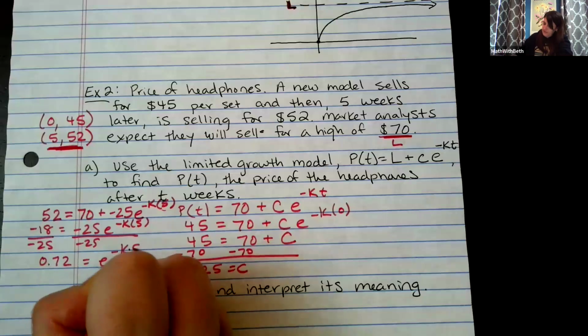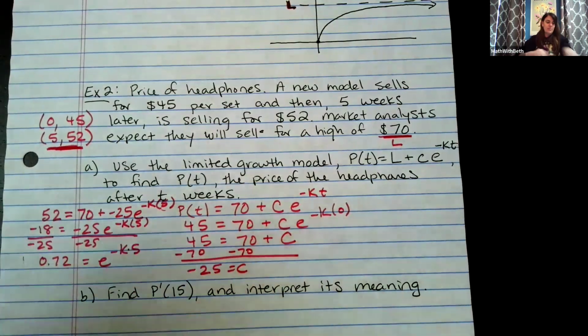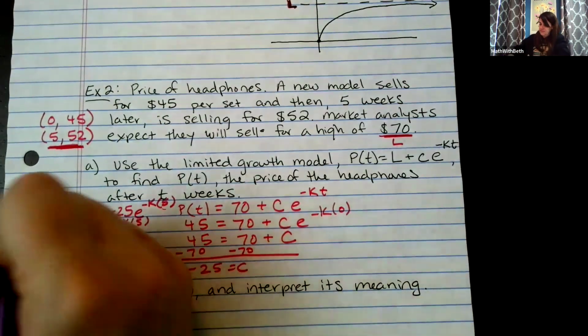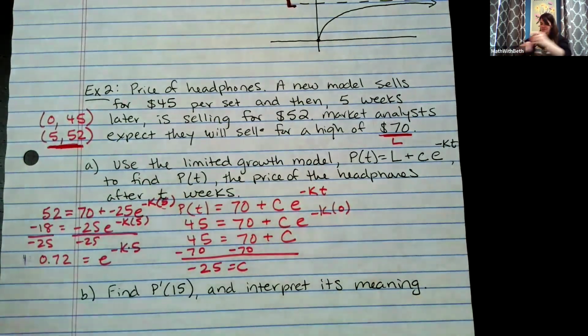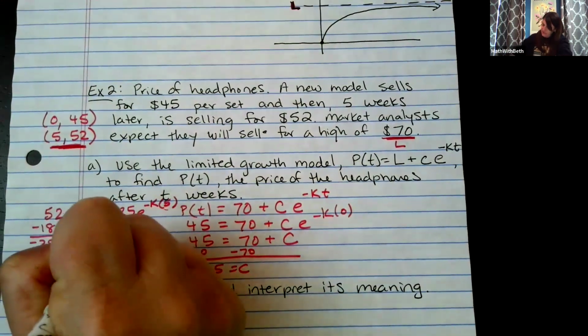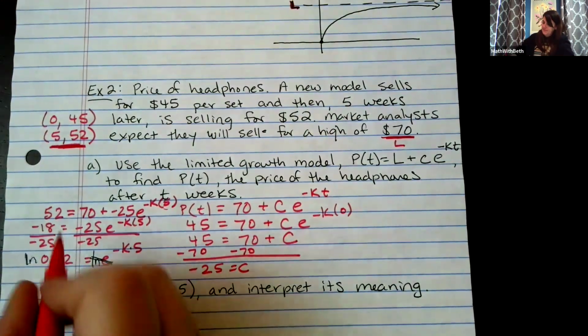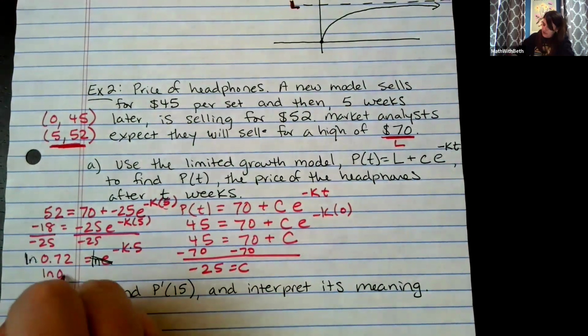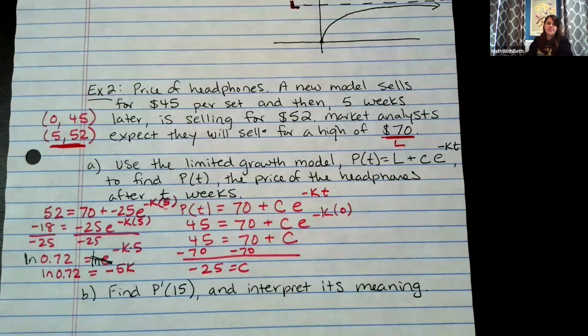And I'm here. At this point, if I want to get rid of the e, which I do, I would need to do the natural log on both sides. I just want to show you that I'm doing that on both sides so that I could wipe out the e. So whatever the natural log of 0.72 is, and this is basically the same as that, right?